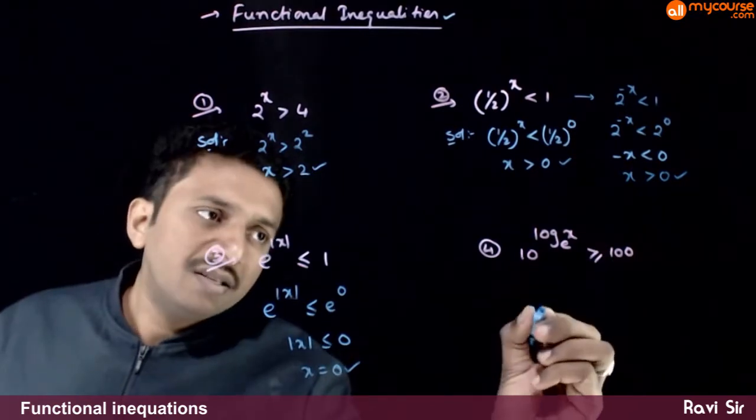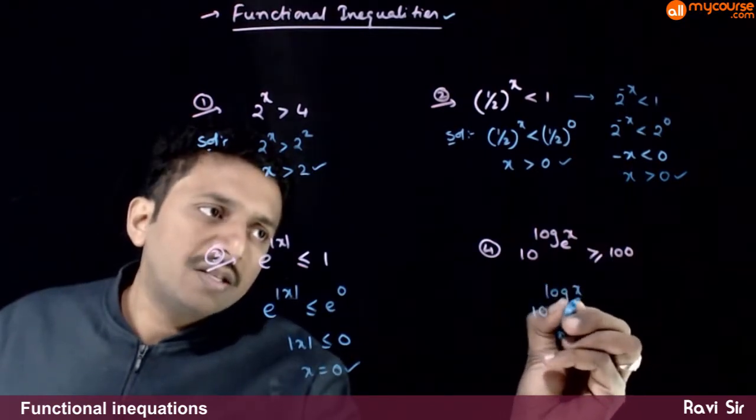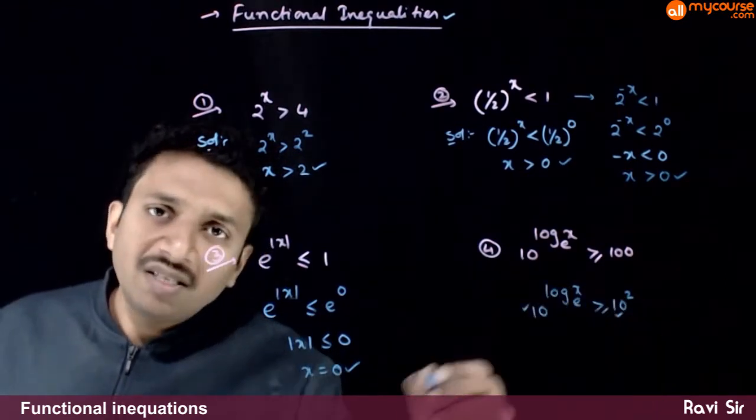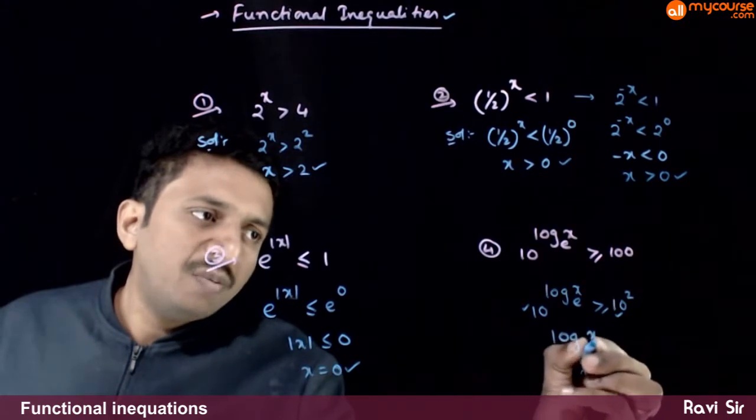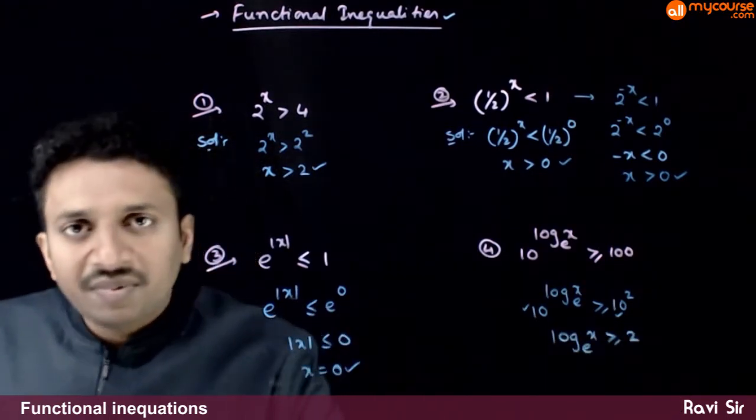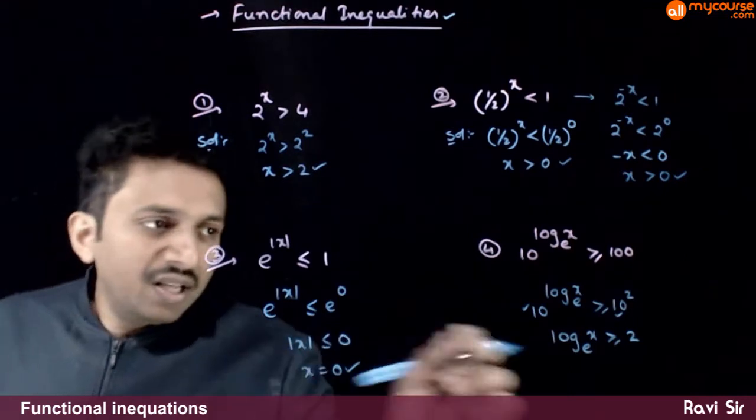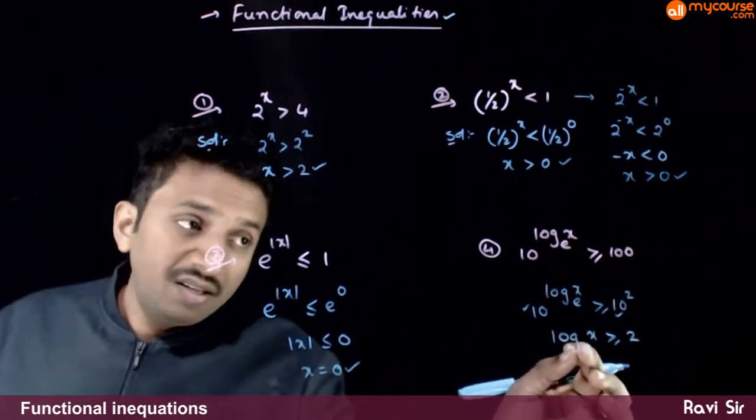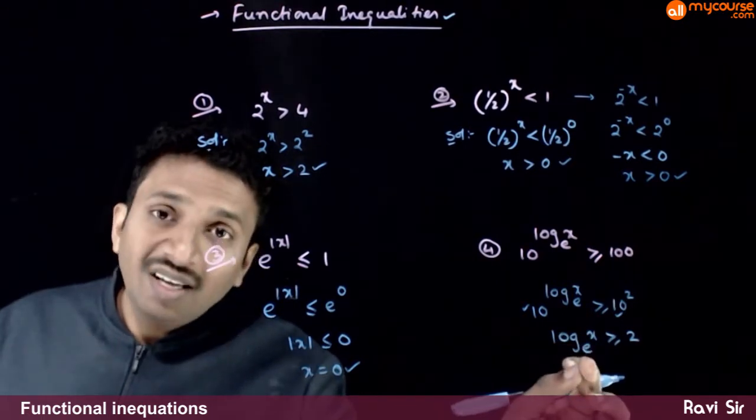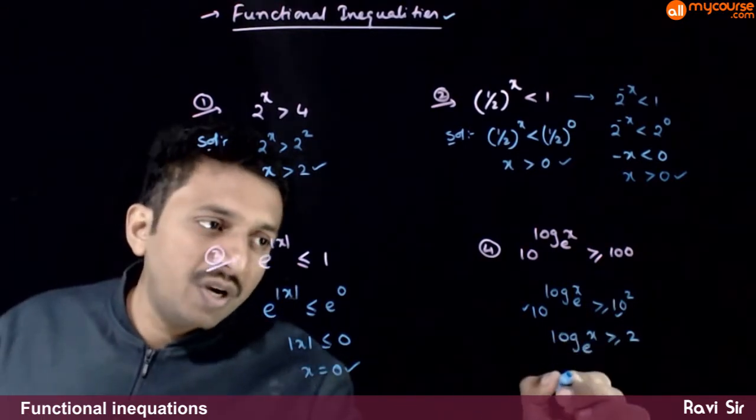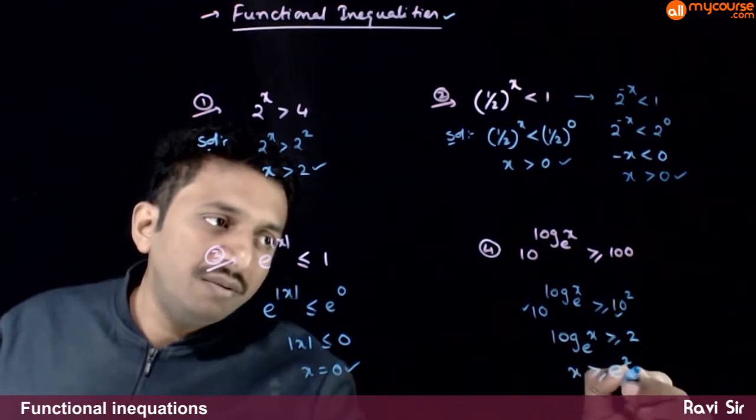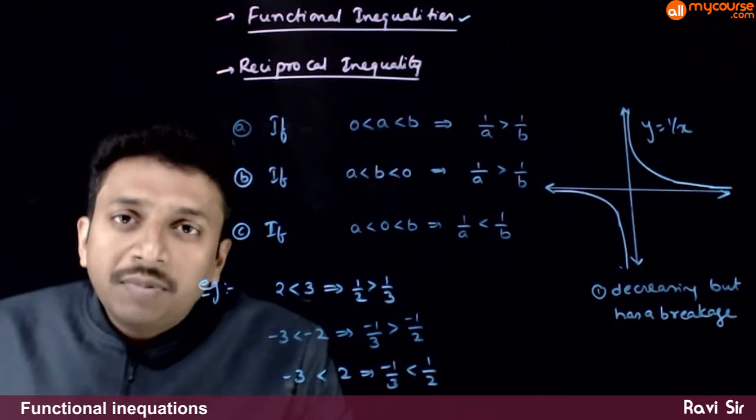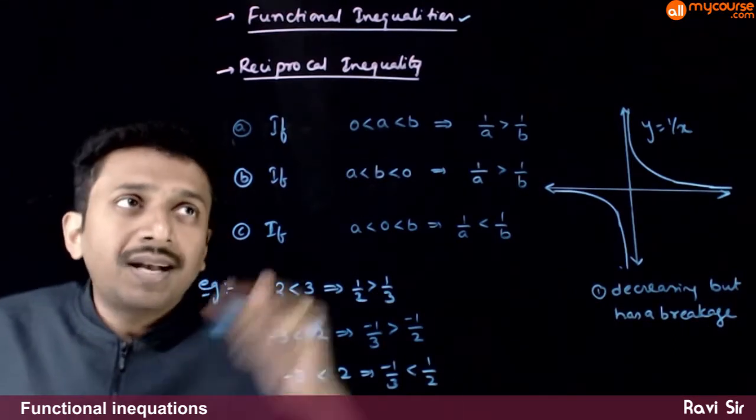Now if you go for the fourth one, 10 power log x to the base e is greater than 100. So 10 power log x to the base e is greater than or equal to 10 square. So 10 power is an increasing function. So the arguments also follow the same inequality. Now log x to the base e is greater than or equal to 2. Again, log to the base e is an increasing function. So if you convert this into exponential form, x is greater than or equal to e square is the answer to this question.